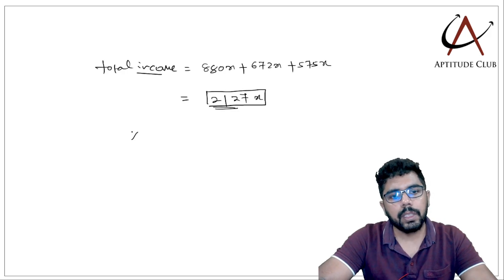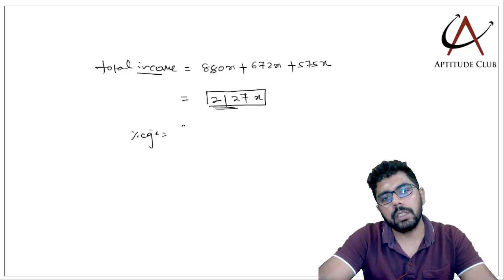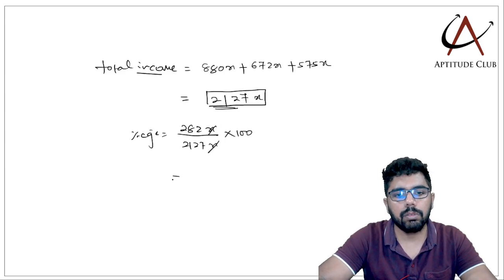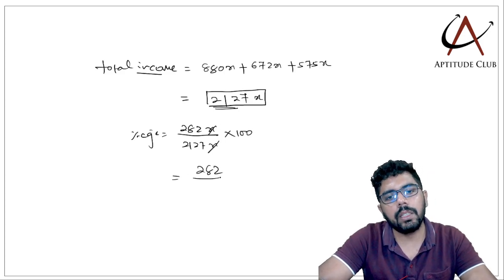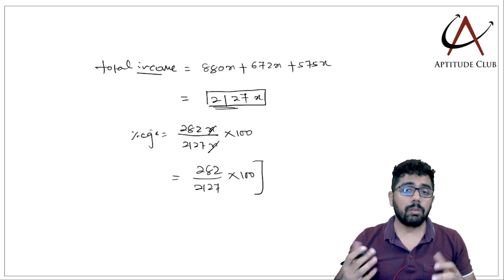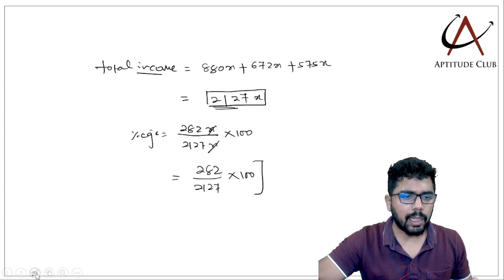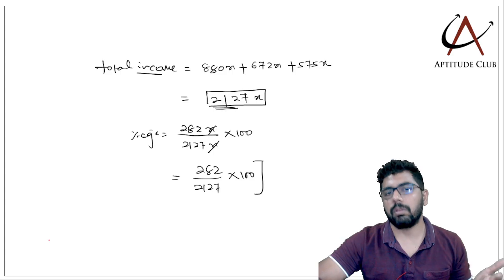So I'll have to calculate this rent, that is 282x is what percentage of 2127. So x gets cancelled out. Simply, 282 is what percentage of 2127. That is what we have to calculate. Now comes the skill. In CAT the calculators are allowed, so you can use the calculators. Let's say calculators were not allowed.